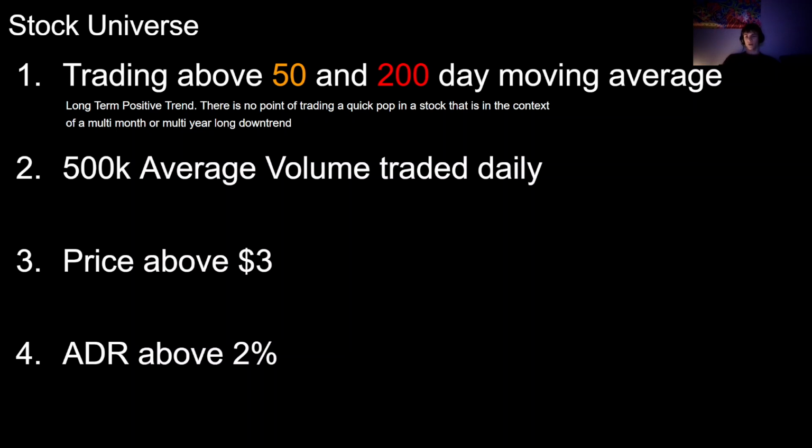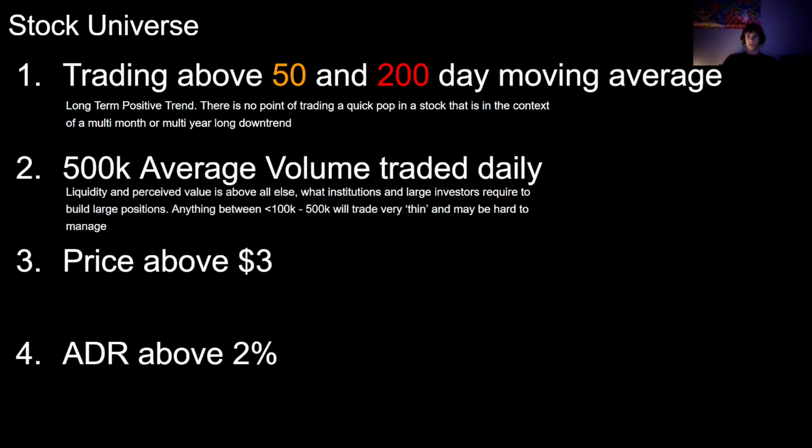And then for 500K average volume traded daily, liquidity and perceived value above all else are what institutions and large investors really need to build large positions. Anything lower than 100,000 to 500,000 is going to trade really thin, and it's going to be hard to manage. If you went down to the 5-minute chart on a stock that traded only like 550K, the candles are going to be super thin, and they're going to gap up and gap down. It's going to be a mess. It's just not what you want in terms of liquidity.